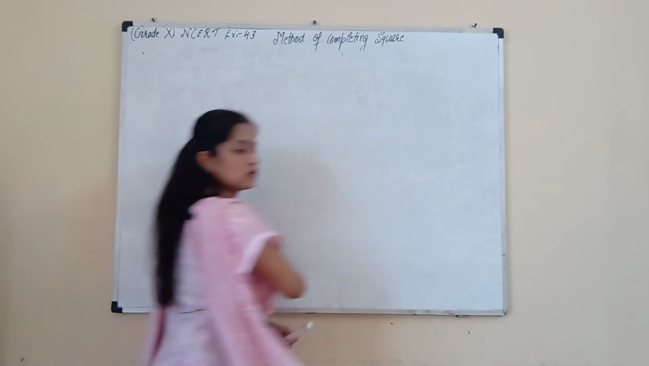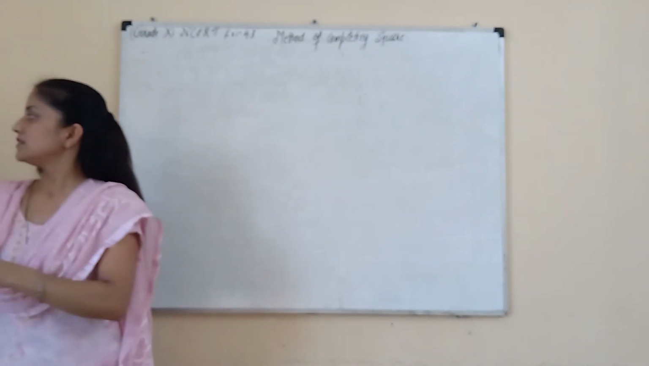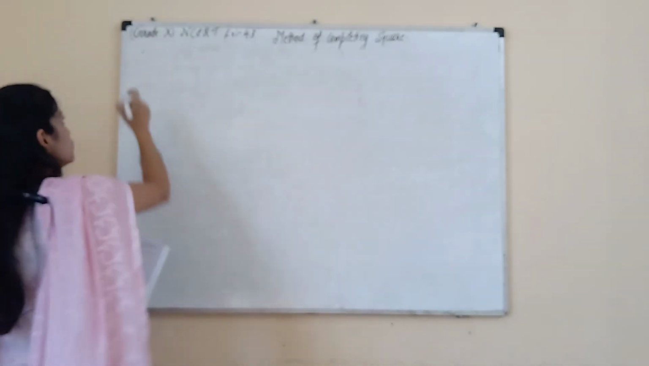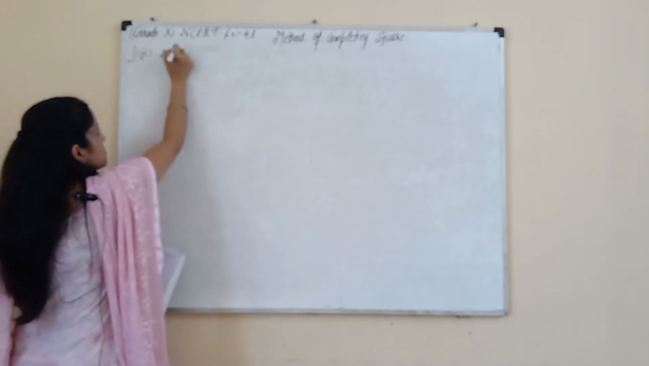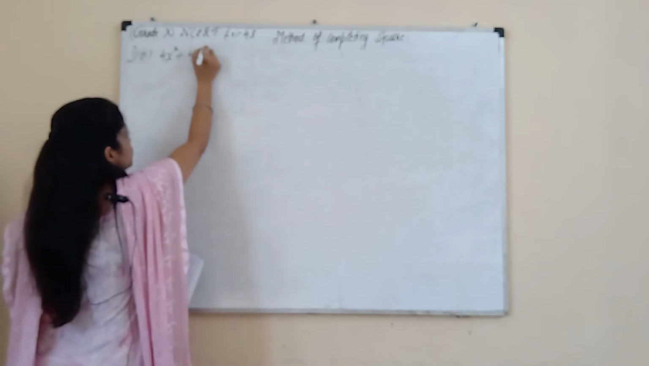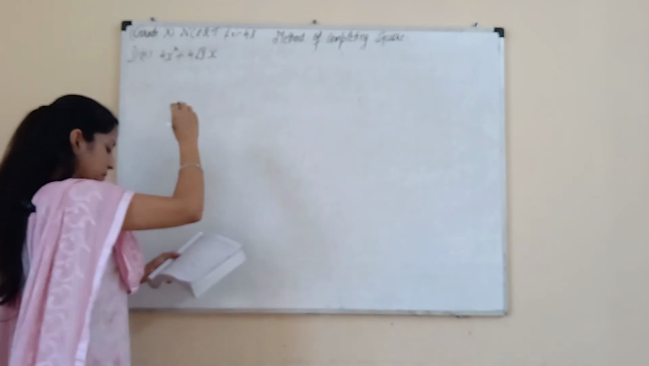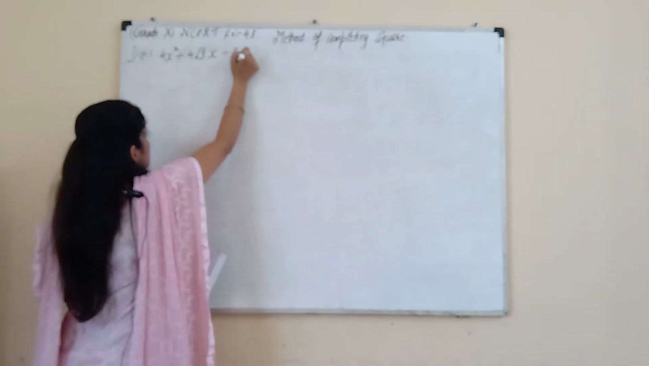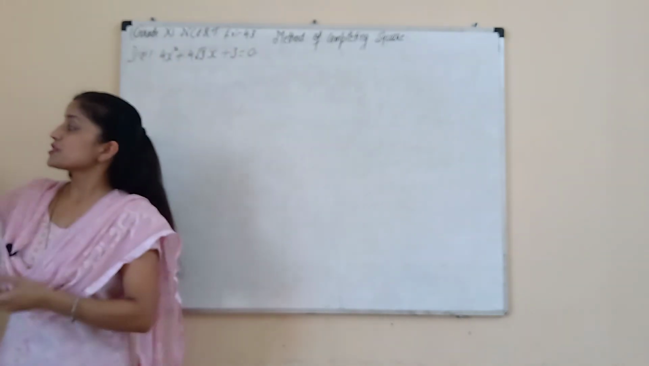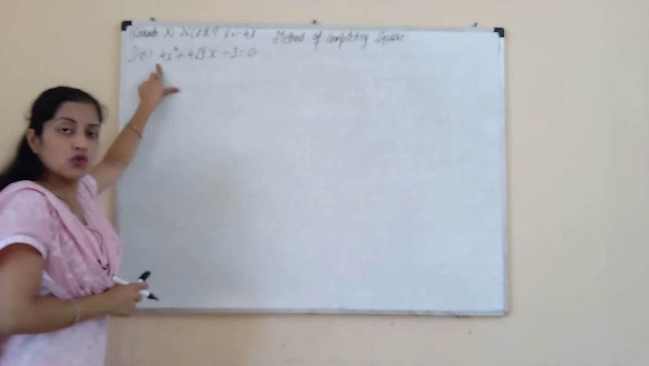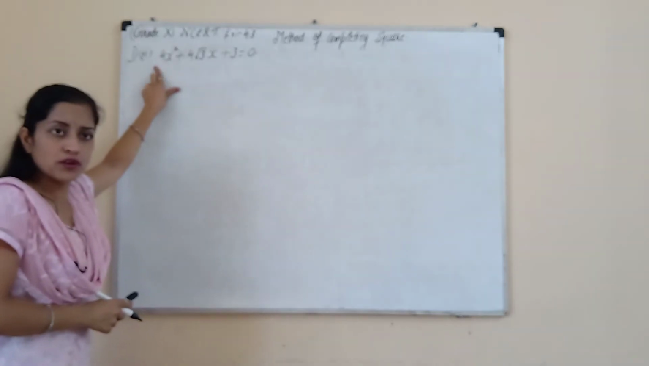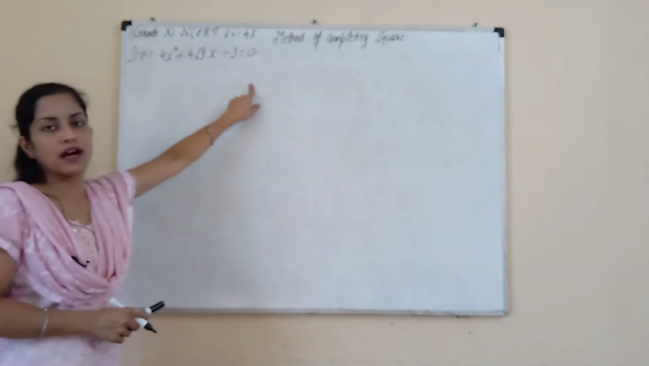Given equation is 4x square plus 4 into root 3x plus 3. So here the coefficient of x square is 4. Here the coefficient of x square is 4. So divide this equation by 4.